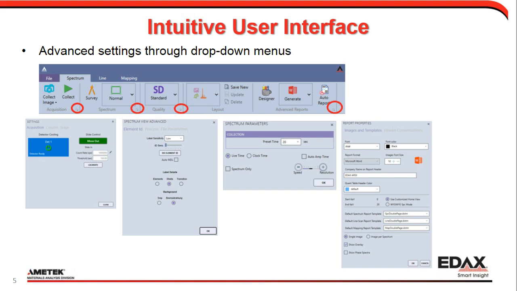The next one is spectrum collection parameter settings. You can change collection time, detector speed, or enable auto amp time. The last dropdown is Report Properties panel to customize your report, such as including a company logo, changing font size and color.